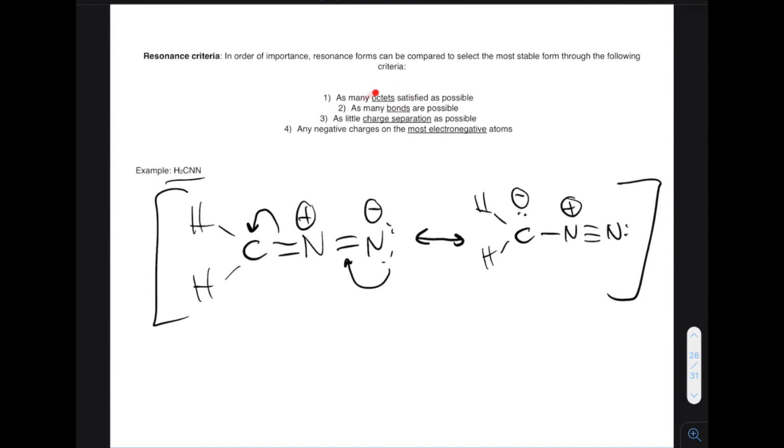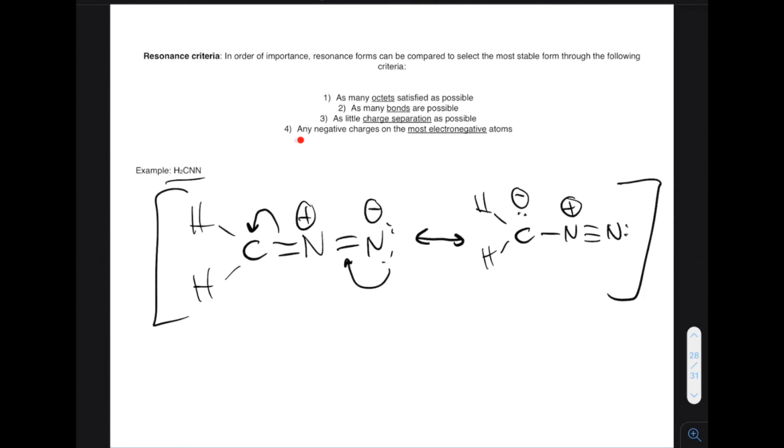We want as many octet rules satisfied as possible: every atom here has its octet rule satisfied. As many bonds as possible, right? There's still the same number of bonds. So instead of having 2 different double bonds, we have a single triple bond. So the same number of bonds. As little charge separation as possible. The charges haven't separated across the molecule. They're still right next to each other. They're just on different atoms.